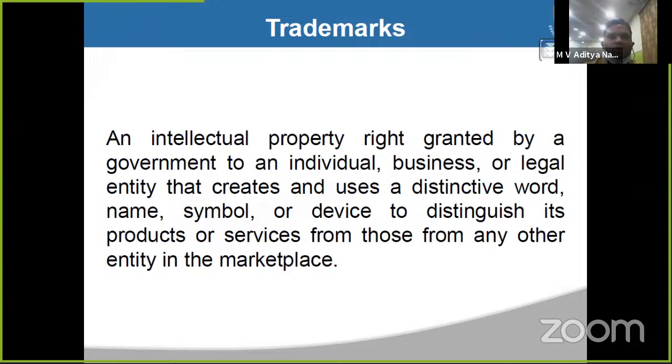Whenever you're talking about trademarks, there are different types of limitations. For example, if you have a fruit cutting machine, you cannot really trademark the name "fruit cutting." It should not be descriptive. It should be distinctive. If it is descriptive, then the trademark may not be granted. So it uses a distinctive word, name, symbol, or device to distinguish its products or services from those of any other entity in the market.